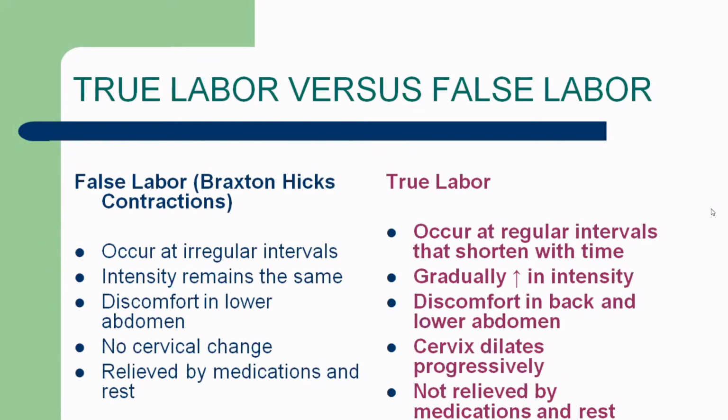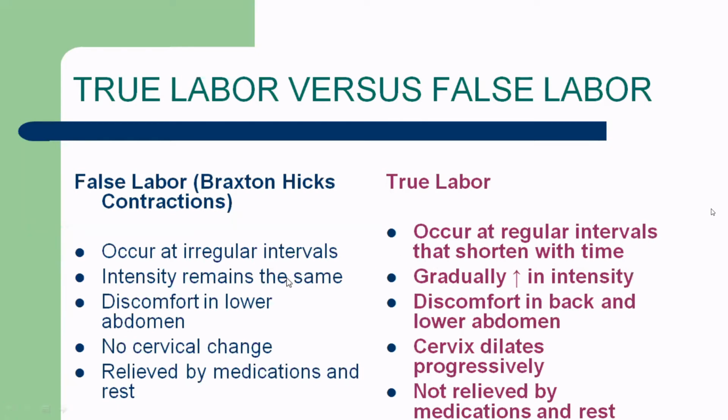A few things about true labor versus false labor, because it is very important. False labor is actually due to Braxton Hicks contractions, and true labor is due to true uterine contractions. What is the difference? False labor pain occurs at irregular intervals, or it can be continuous also. True labor pain occurs at regular intervals that shorten with time.